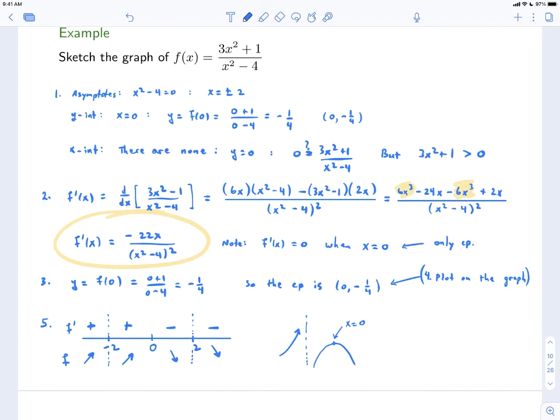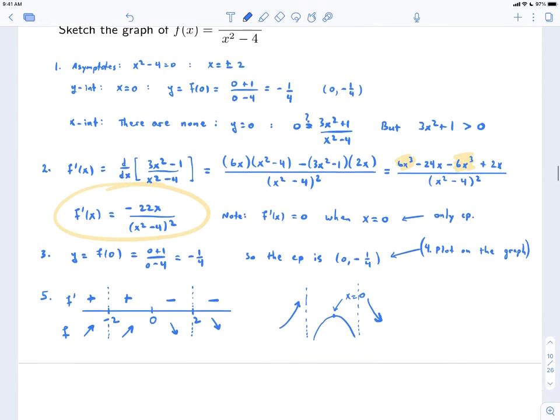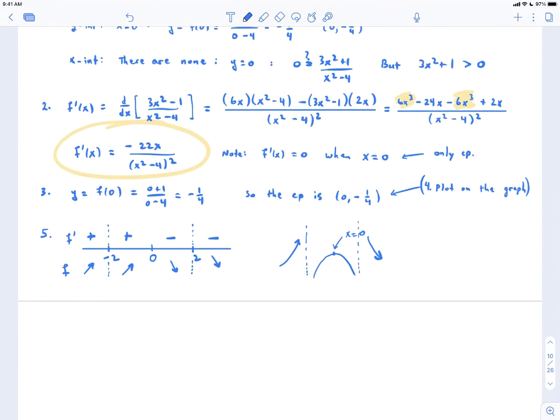So you're going to have a local maximum there, and then you're going to have another asymptote, and after that it's going to be decreasing. So it's going to look something like that. Now this is just our first sketch. We need a little bit more information to see exactly what it's going to look like. And for that we move on to step 6, where we compute the second derivative and determine the concavity.